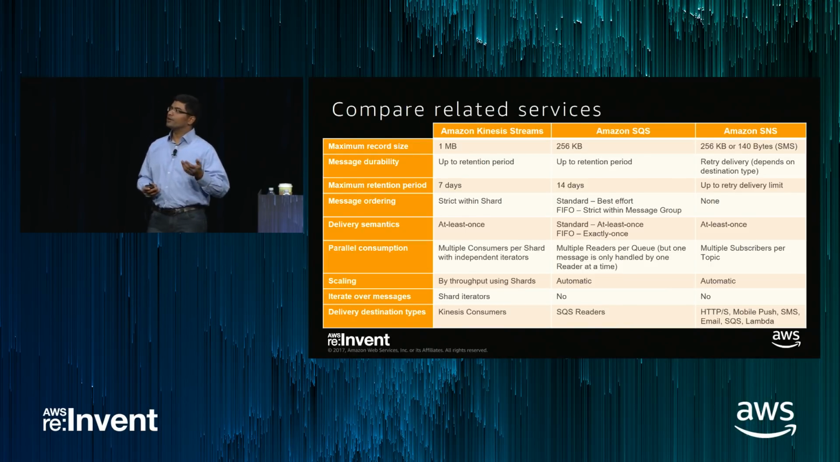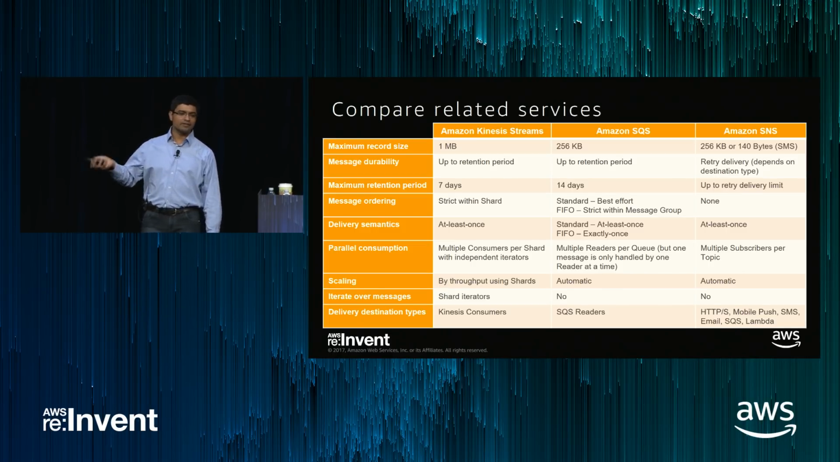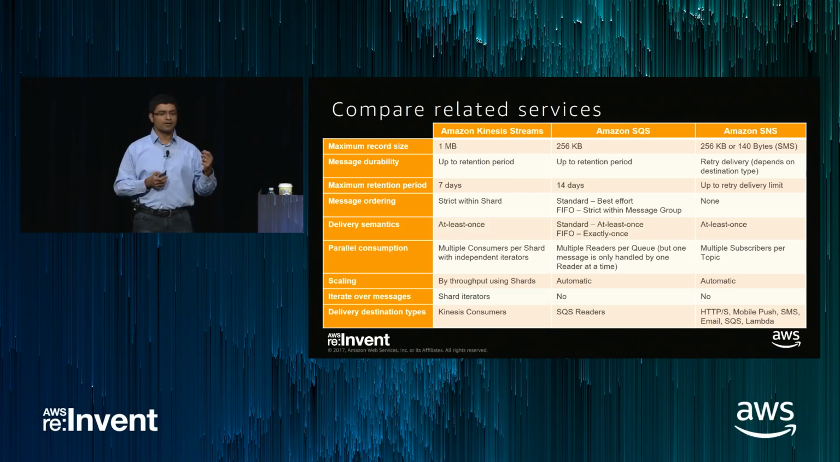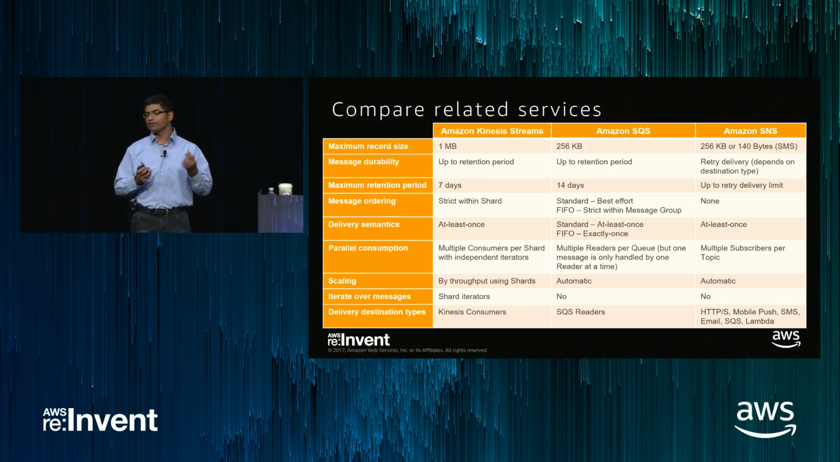Since we're talking about stream processing, there are several related services. We looked at Kinesis streams in much detail. There are also SQS, Simple Queuing Service, and SNS, Simple Notification Service, that can play a role in serverless architectures for stream processing. This chart here aims to compare these services across various dimensions. I just wanted to highlight two of those. Message ordering, for example. Kinesis streams order messages strictly within a shard. When you're looking at SQS, the standard queue is best effort, so it doesn't guarantee ordering. But you can also have a FIFO queue, which guarantees ordering within a concept called a message group, while SNS doesn't guarantee ordering at all.